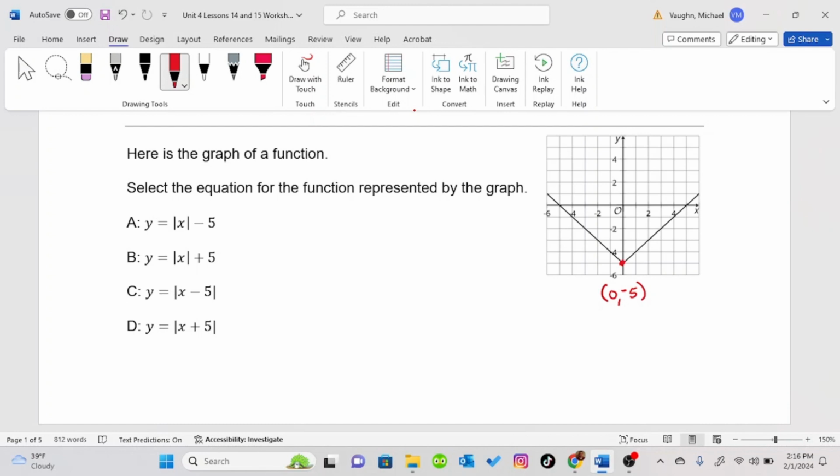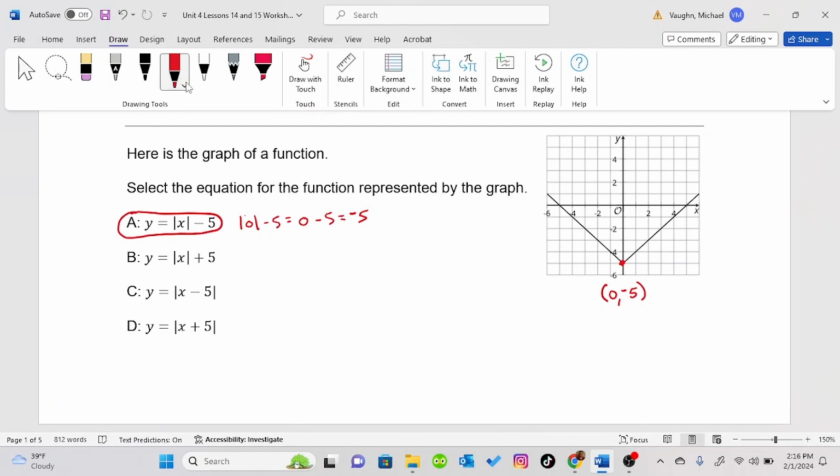So if we put 0 in here, we would have the absolute value of 0 minus 5, which equals 0 minus 5, which equals -5. That's what our y value is. So A is the correct equation.